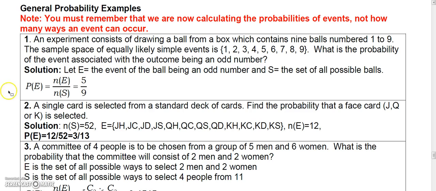I'm going to give you some general probability examples here. Now, I might go a little quickly on some of these, but you can always pause the video or slow it down if you need to. But I want to get these all on one video.